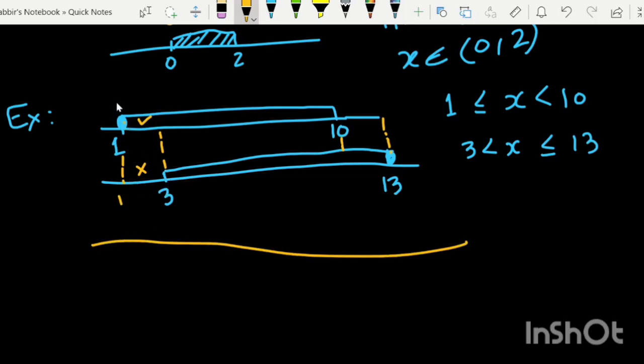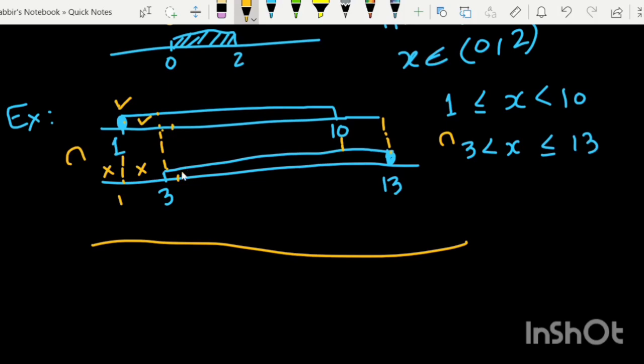Here 1 is included, but 1 is not included here, so 1 is not included, and 1 to 3 is also not included. So nothing I will write here, there is no solution in their intersection. We are finding the intersection, or comma, right? We are finding x. So now here again 3 is included, but 3 is excluded here, so 3 won't be there.